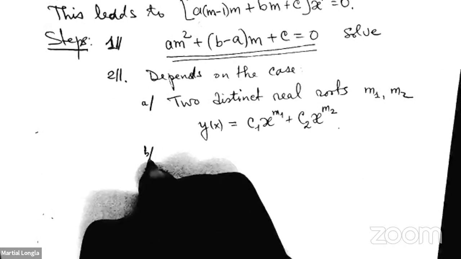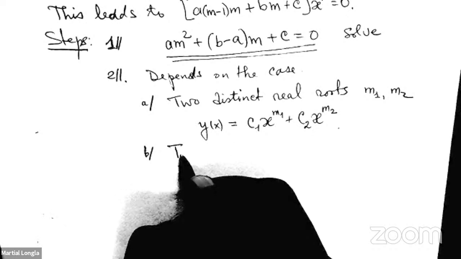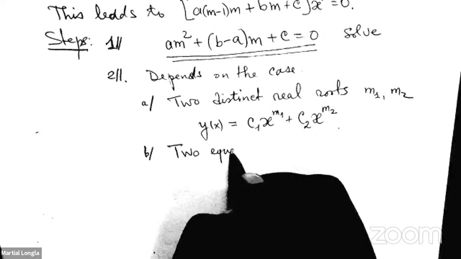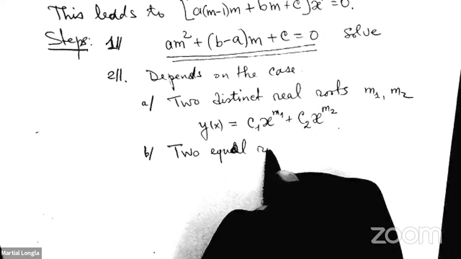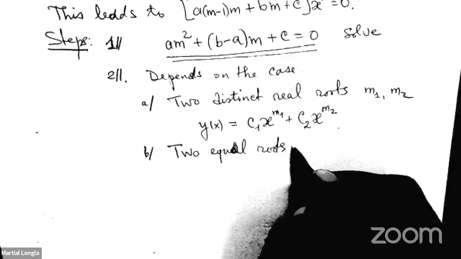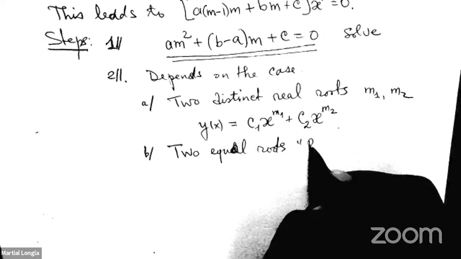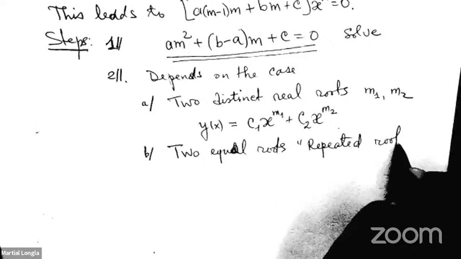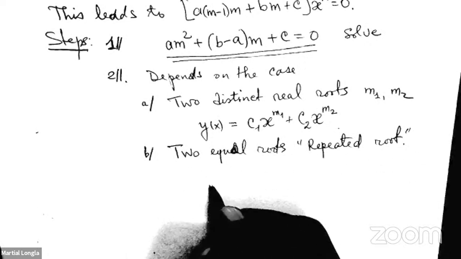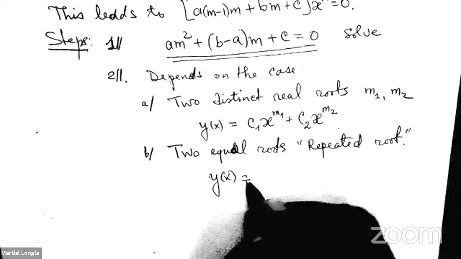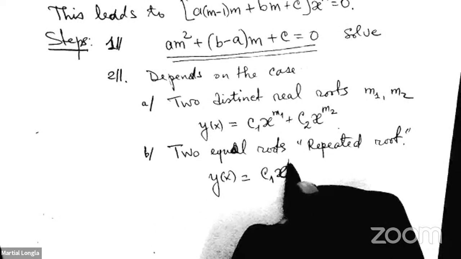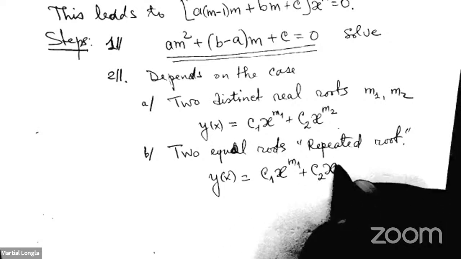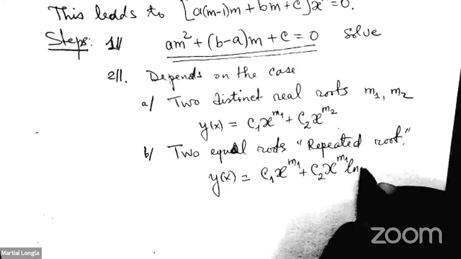In the second case, if you got two equal roots, or what I call a repeated root, then in that case you got y of x equals c1 x to the m1 plus c2 x to the m1 natural log of x.